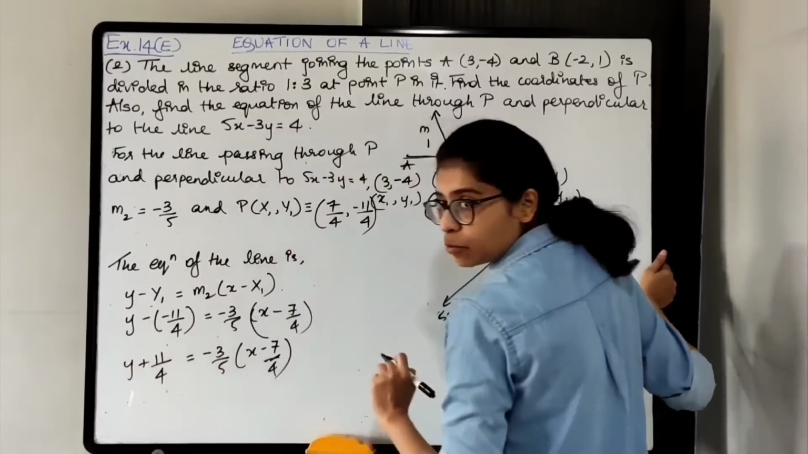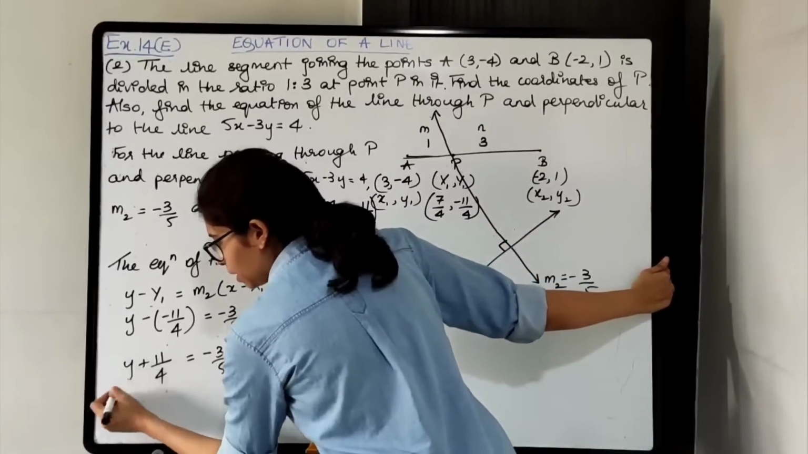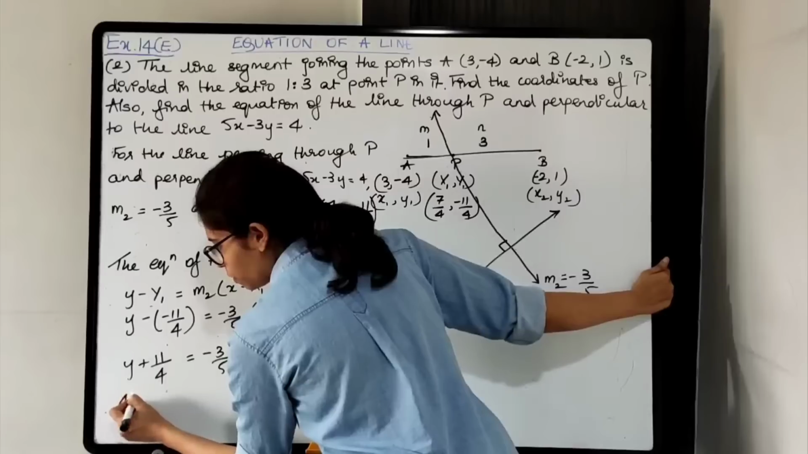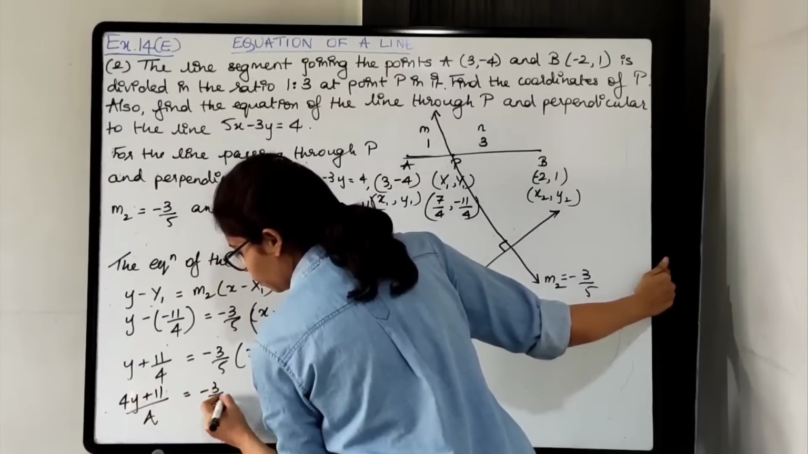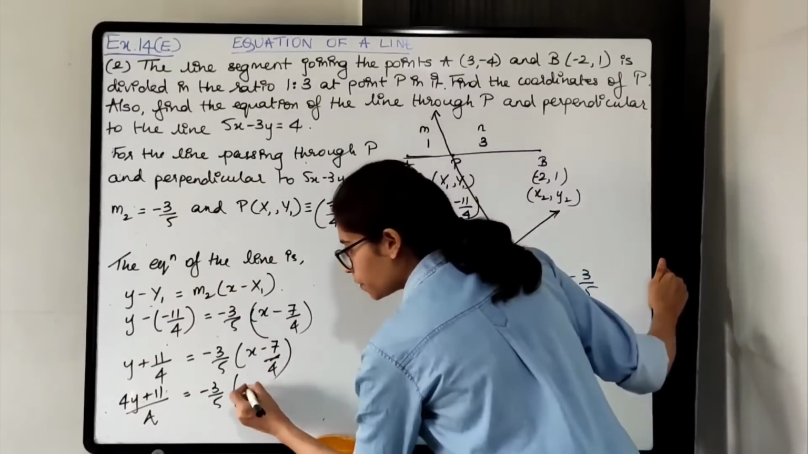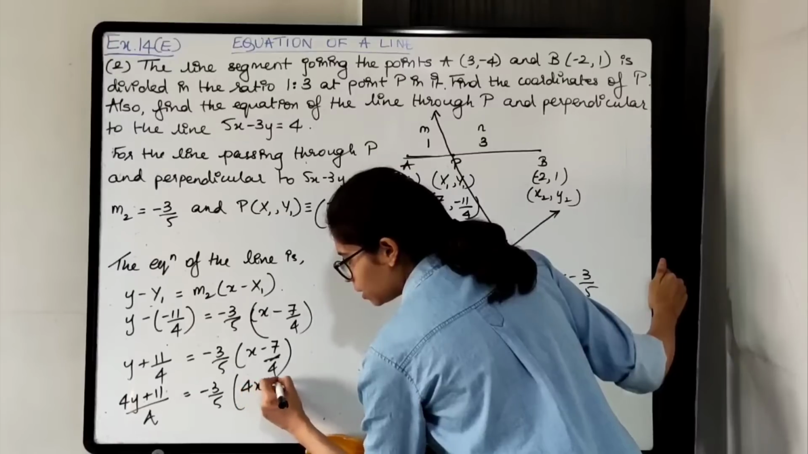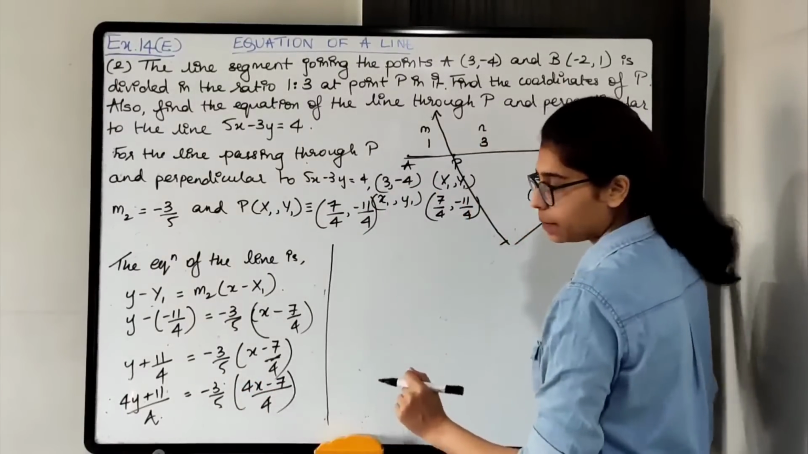First we'll take the LCM over here. Okay, here also we take the LCM in the bracket. So we'll multiply and divide by 4 over here. So 4y plus 11 over 4, equals -3/5 into, here also we take the LCM, so multiply and divide by 4. So 4x/4. That gives 4x minus 7 over 4. Okay. Now we'll cross multiply.